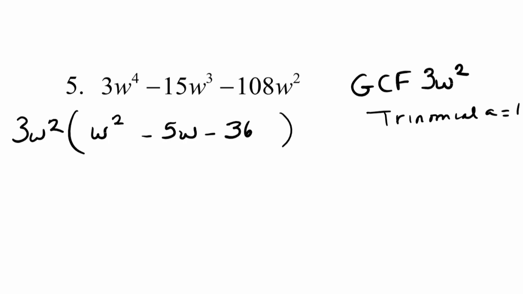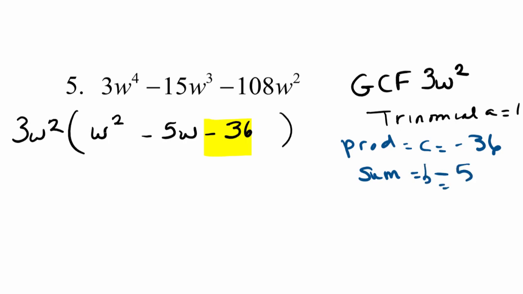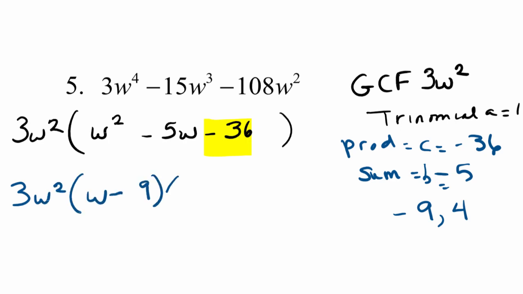We look for 2 numbers that multiply to negative 36. So the product is the constant, it's c, so that's negative 36. And the sum, the 2 numbers have to add up to the middle term, negative 5, to b. So 2 numbers that multiply to negative 36 and add up to negative 5 are negative 9 and positive 4, aren't they? So we're going to write 3w squared, w minus 9, w plus 4.